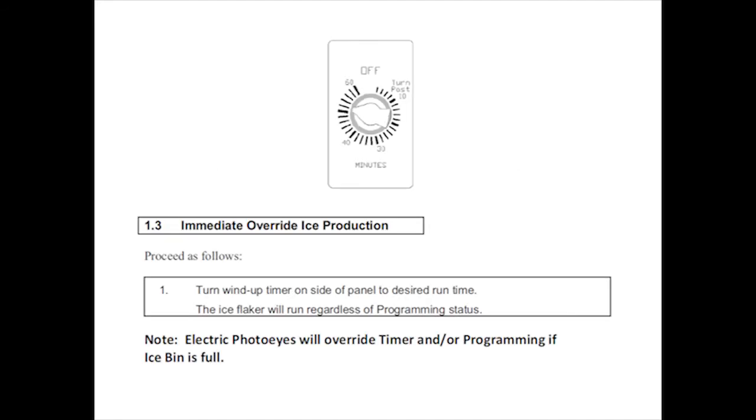The Howe Clock Timer Kit includes a 1 to 60 minute wind-up timer installed on the time clock panel. This allows the flaker to be manually started for up to 1 hour while the flaker is in the off or scheduled off program. As a safety precaution, the clock timer and the bypass override timer will only operate when the photo eyes see each other and the bin is not full of ice.